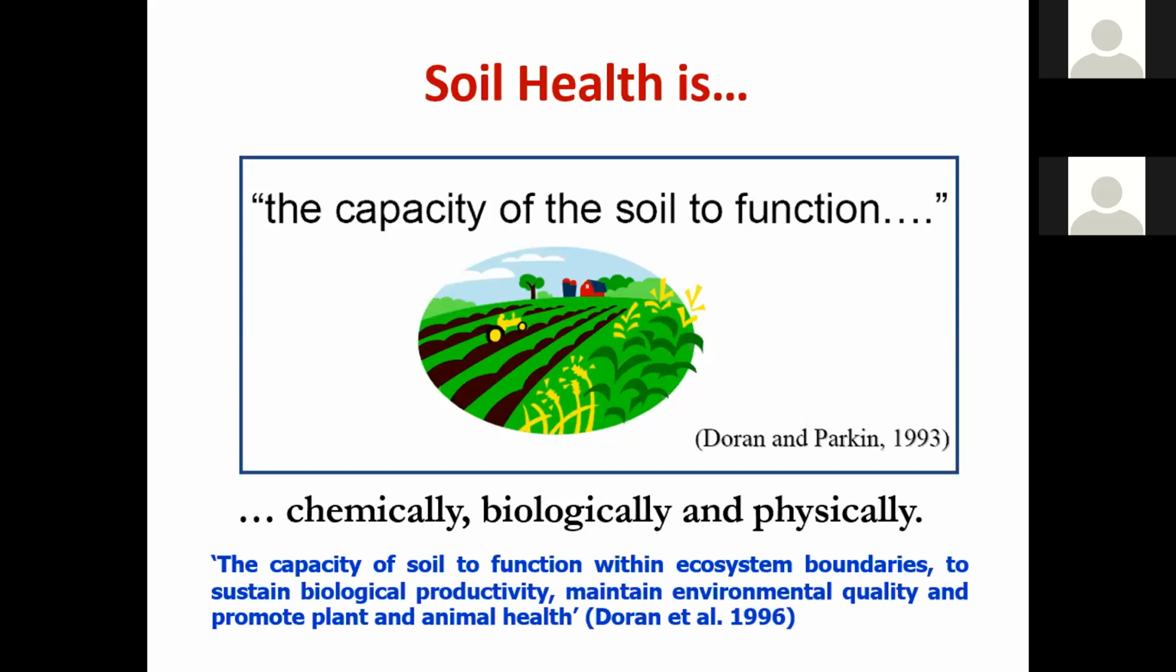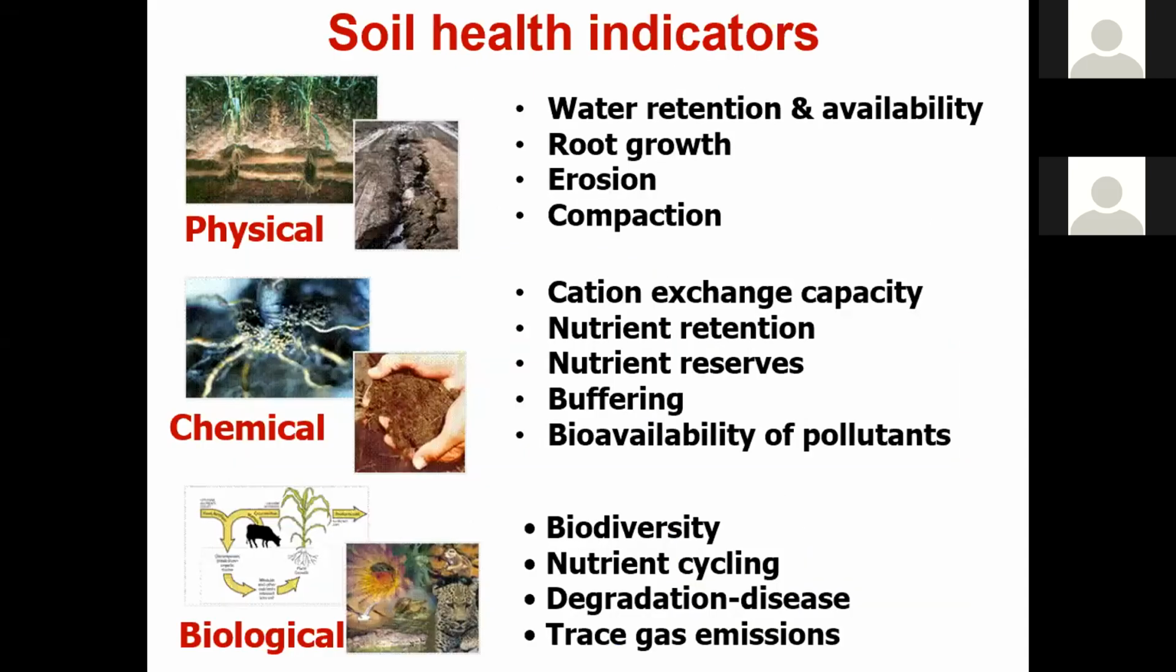Because if any soil has any problem, maybe chemically, maybe biologically, or maybe physically, if that soil is not functioning in these three aspects, then definitely we can think that soil has some problem, or that soil health is not good. So that's why, in all concerns, the major properties we have are chemical, physical and biological. So these are the soil health indicators.